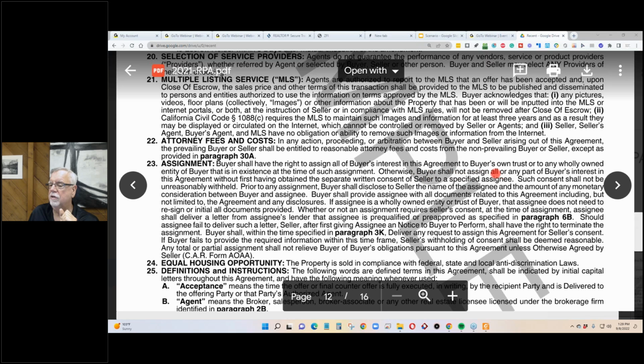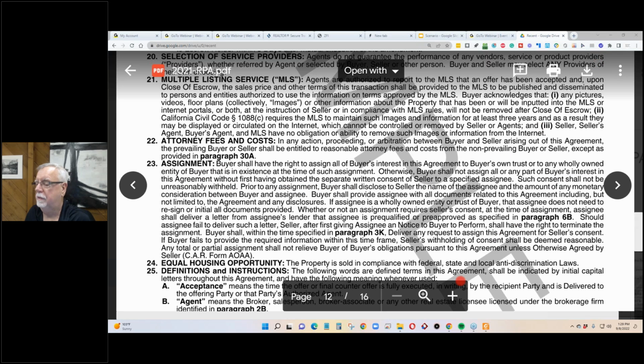Otherwise, it says buyer shall not assign all or any part of buyer's interest in this agreement without having first obtained the separate written consent of seller to a specific assignee. Such consent shall not be unreasonably withheld.